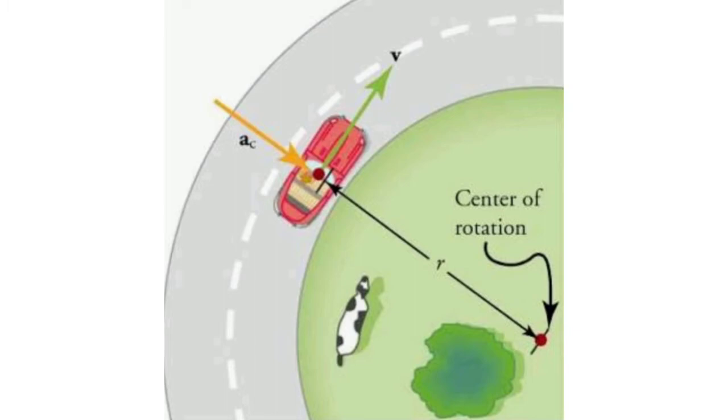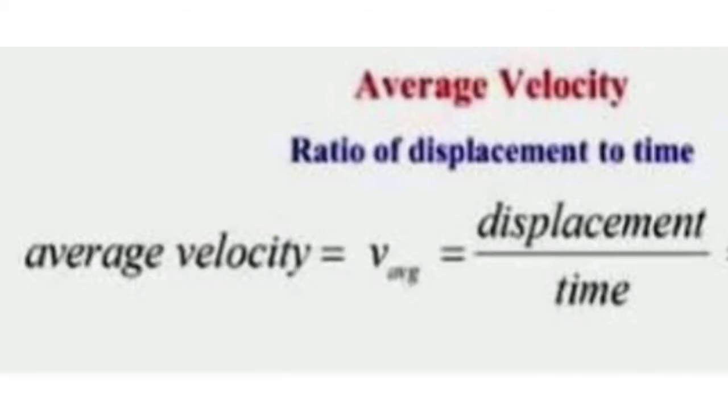Next one is average velocity. To find the average velocity, we need to divide total displacement by the total time taken. Average velocity is equal to total displacement divided by time. If the displacement is 0, velocity also becomes 0.